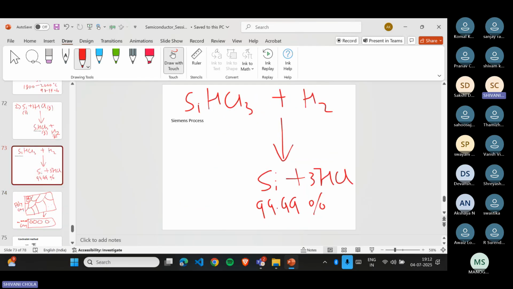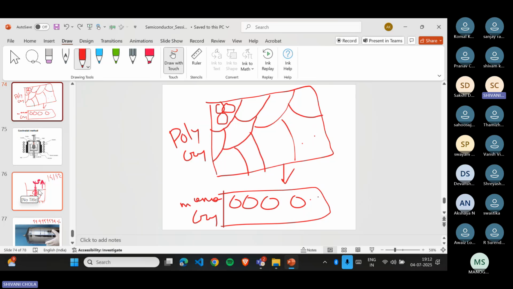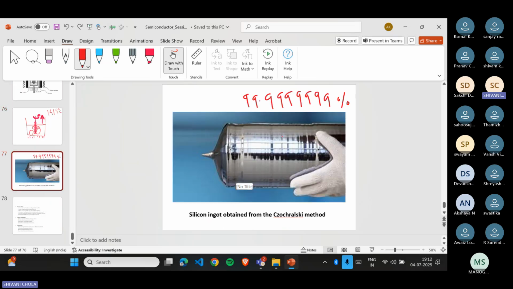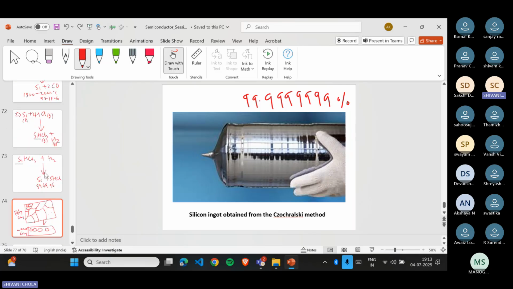See, the silicon which you obtain from here is also very pure, 99.9999, similar to your original silicon. But since it has a defect in its structure, and we want our structure to be clean and neat, constant throughout the crystal, that's why we use this method to have a proper structure of silicon. Okay. So this was all about the Czochralski process.